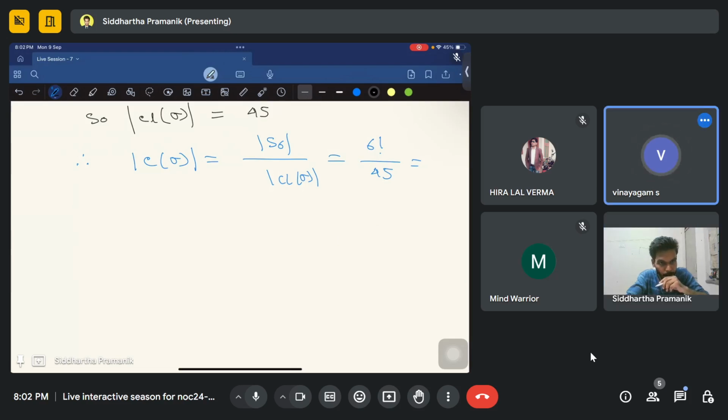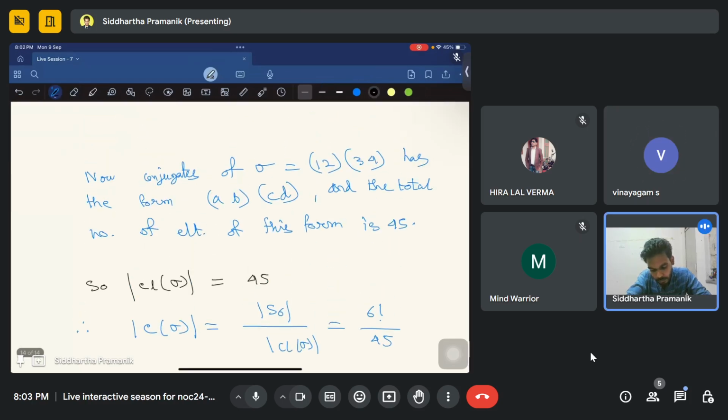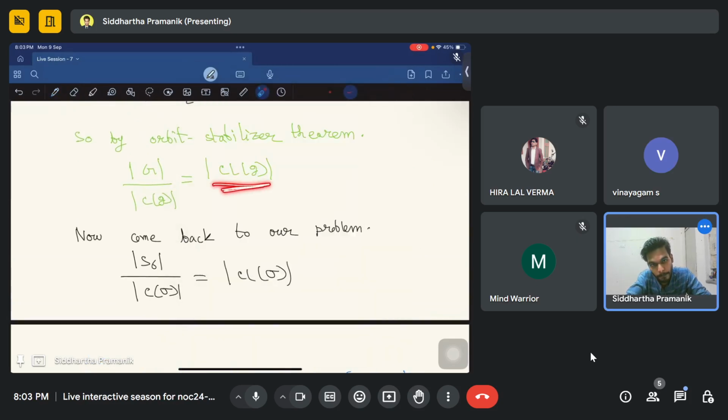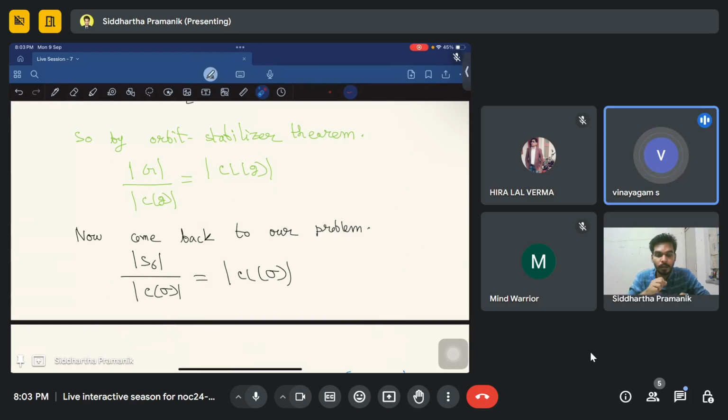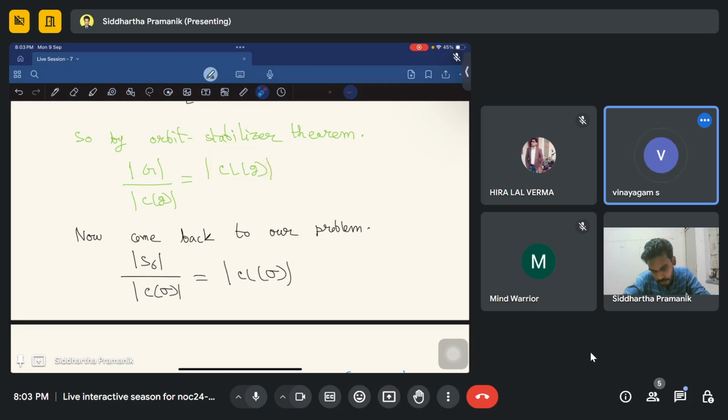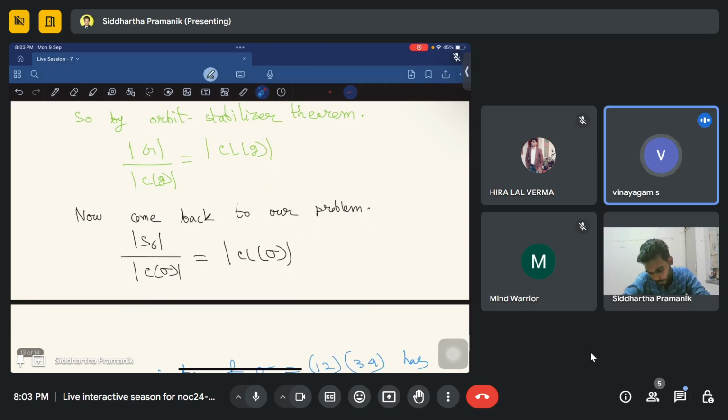Sir, I have one question. You can ask. Sir, what do you mean by the size of a conjugacy class? It means the cardinality of this set, which is the conjugacy class. Size means the cardinality of the set. Yes, yes. Cardinality of this set. Okay, sir. Thank you.